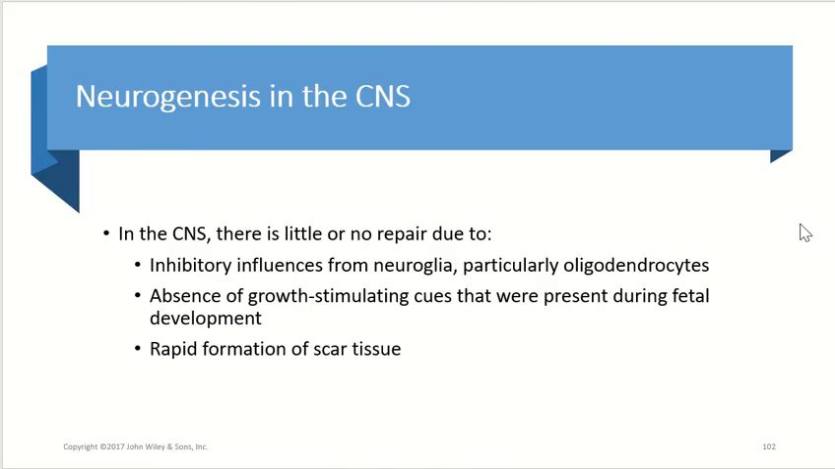So that brings us into neurogenesis in the central nervous system. In the CNS, there's not really going to be a whole lot of repair that occurs to any sort of damaged neurons. This is due partly because of the inhibitory influences from neuroglia, particularly the oligodendrocytes. Also, it's because of the absence of growth-stimulating cues that would be present during fetal development. And it's also going to be caused by a rapid formation of scar tissue. So scar tissue is going to form so rapidly that any kind of damage is not going to be able to be repaired. So when they say that your brain cells don't grow back, there's a little bit of truth in that. But anyhow.